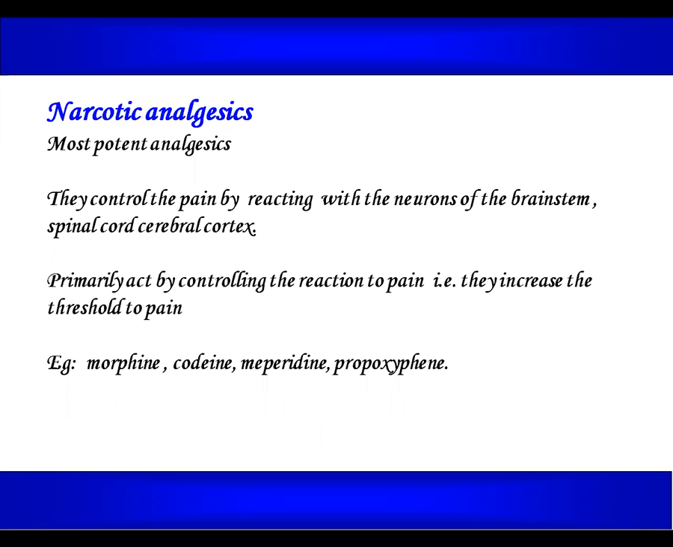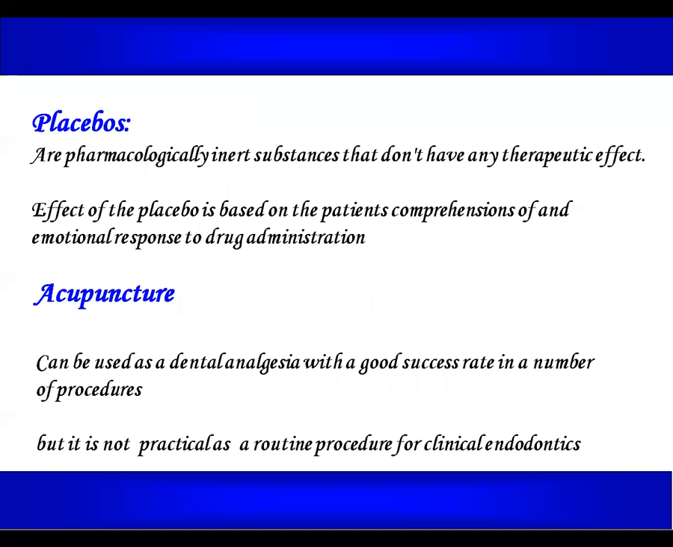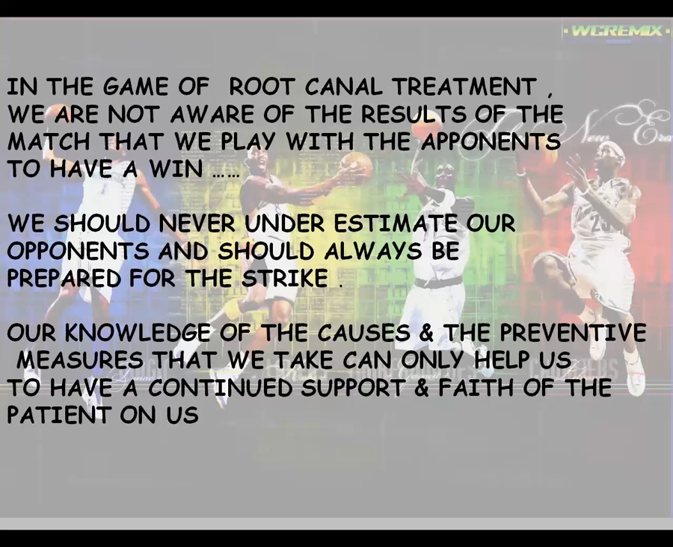Narcotic analgesics are the most potent analgesics. They control pain by reacting with the neurons of the brainstem, spinal cord, and cerebral cortex. They primarily act by controlling the reaction to pain, that is, by increasing the pain threshold. This is the mechanism of action of narcotic analgesics such as morphine, codeine, meperidine, and propoxyphene. Placebos are pharmacologically inert substances that don't have any therapeutic effect. Acupuncture can be used as a dental analgesic with a good success rate in a number of procedures, but is not practical as a routine procedure in clinical endodontics.